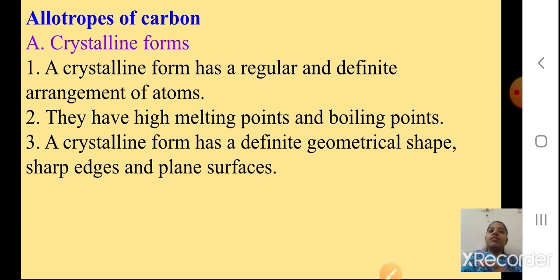So you will remember these three important properties of a crystalline form of the carbons. What are they, students? A crystalline form has a regular and definite arrangement of atoms. They have a high melting point and boiling point. A crystalline form has a definite geometrical shape. You have shapes, like triangles and rectangles. They will have sharp edges and plane surfaces. So we'll see the examples.